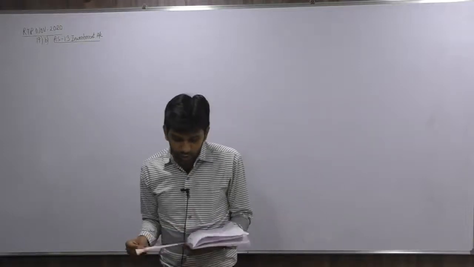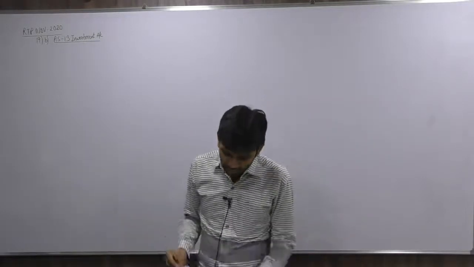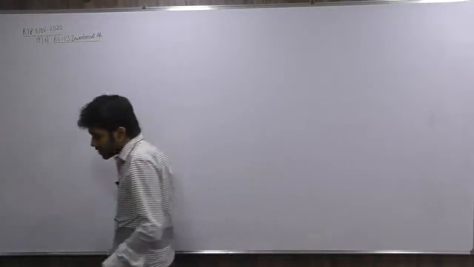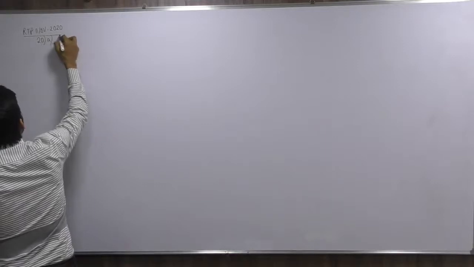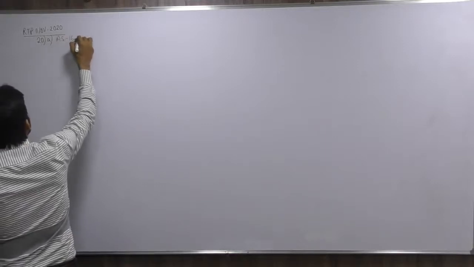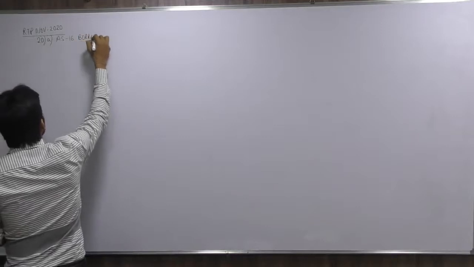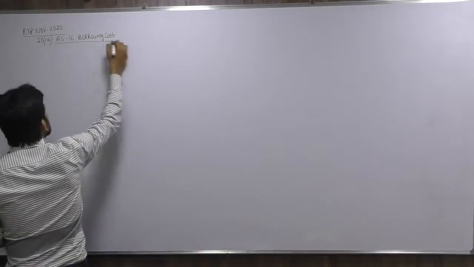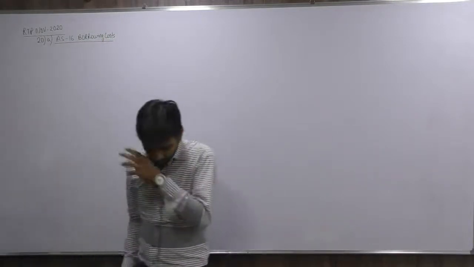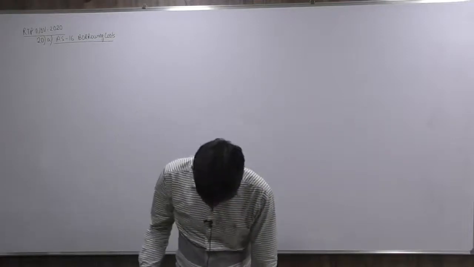And now we move for the last AS part, that is question number 20A and 20B. Both are of AS 16, that is borrowing cost. Let's start question number 20A and 20B. So 20A, let me write AS 16, this is borrowing cost. Let's start. A borrowing cost.